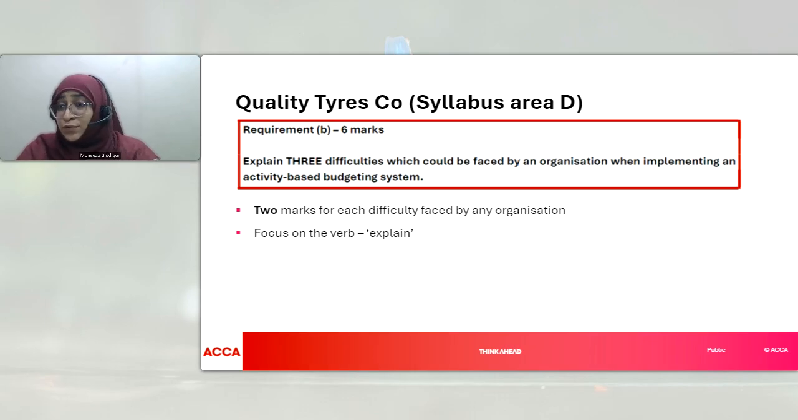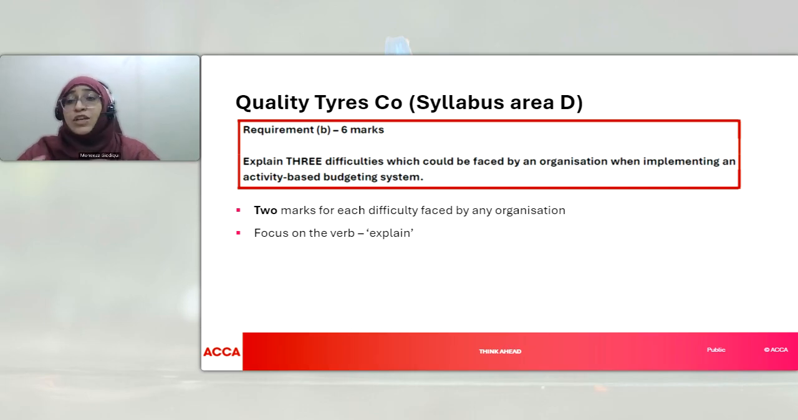And I know those of you who've gone through this particular topic immediately think of some of the challenges that the company would face in implementing any new budgeting system, or specifically the activity-based budgeting system. But what is also important is that you need to look at the mark allocation and realize that even though they're asking for just three difficulties, the examination team will be marking the first three difficulties that you highlight, so you should always go for your stronger points first. What you need to focus on is the fact that there are 6 marks allocated to these three difficulties, which means there are 2 marks per difficulty.